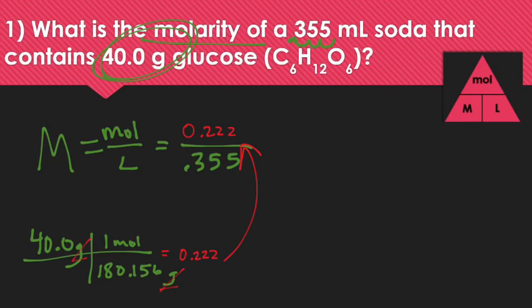And then my final division here: 0.222 divided by 0.355 gets me 0.62535. And I would once again want to keep 3 sig figs. Remember, that first 0 doesn't count as a sig fig. So my final answer would be 0.265. Because I was solving for molarity, my unit is big M.